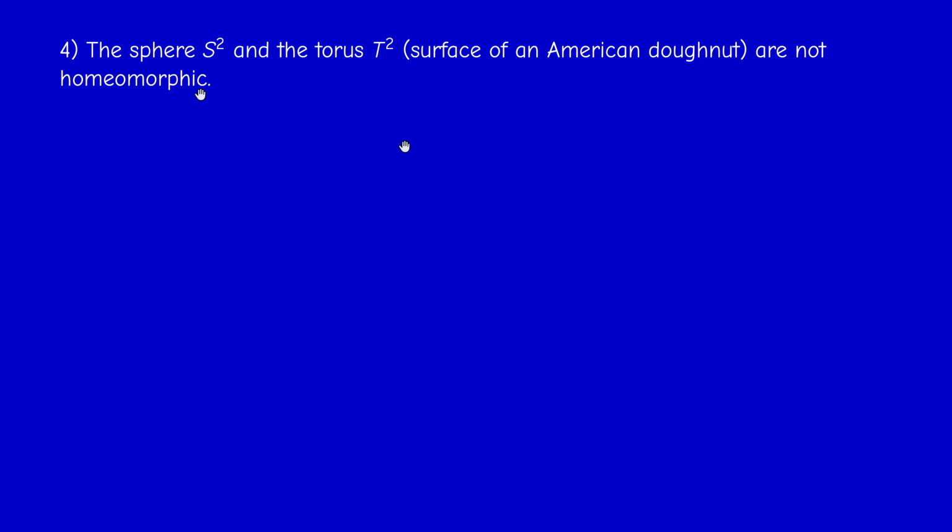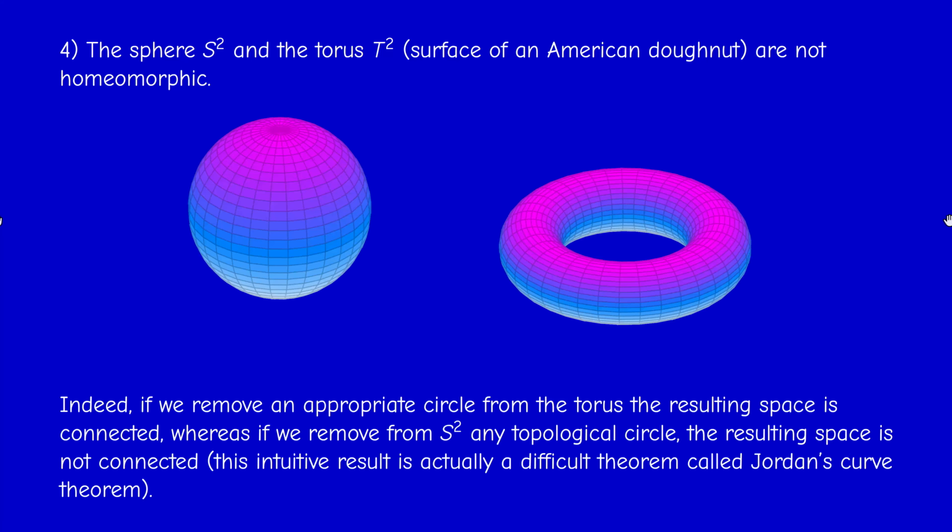Last example, the sphere S2 and the torus that we denote by T2, the two-dimensional torus, which is the familiar donut shape, are not homeomorphic. Now, this example is more difficult than the previous examples. Why? Because here we cannot use the argument of removing a point. If you remove a point from the sphere, the resulting space is still connected. Same thing if you remove a point from the torus. So the argument does not work. So we have to remove something bigger.